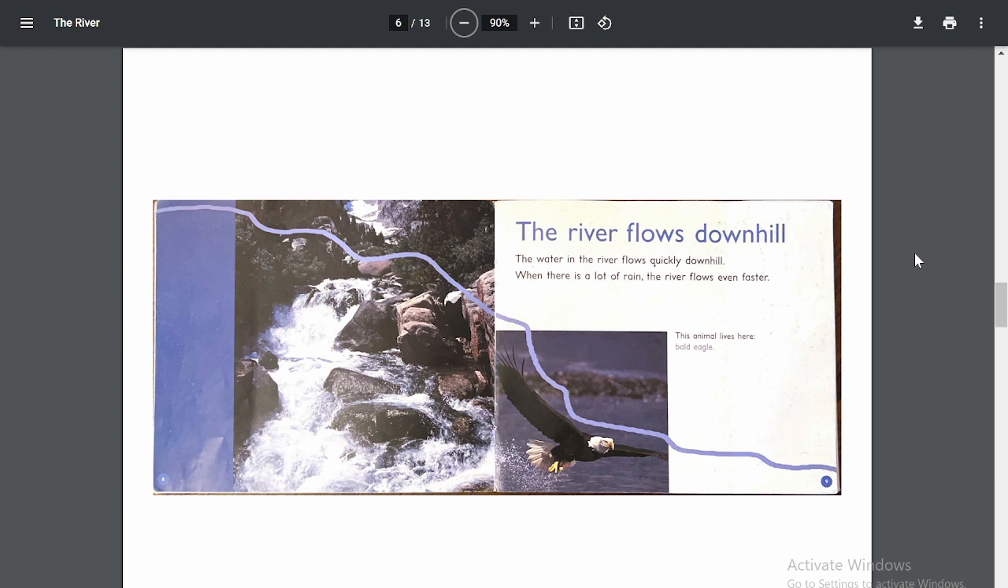The river flows downhill. The water in the river flows quickly downhill. When there's a lot of rain, it flows even faster. This animal lives here, bald eagle.